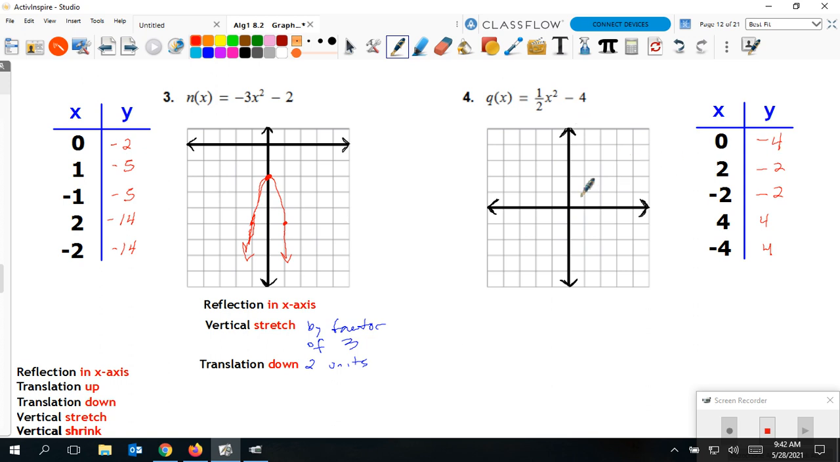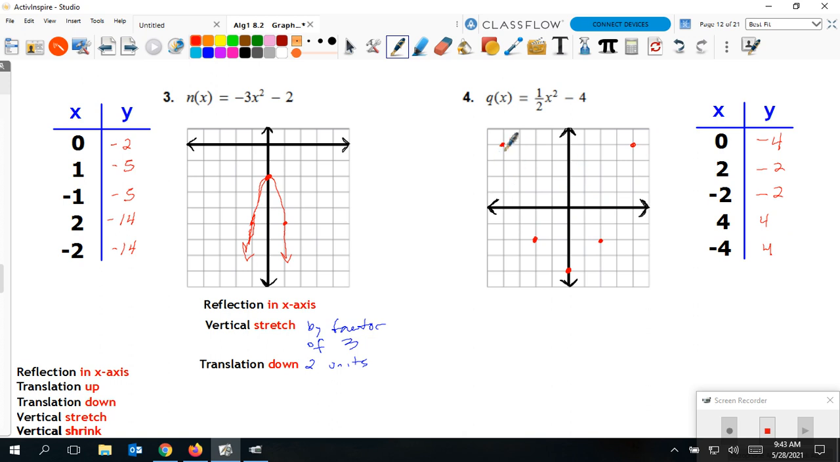So 0, -4, as we plot these points. 0 and then 1, 2, 3, 4. We're down here. 2, -2. So I go to 2, down 2. Go to -2, we're also going down 2. When I go to 4, so 1, 2, 3, 4, I'm going to be up 4. 1, 2, 3, 4, right to here. And when I go to -4, I'm also going to be up 4.